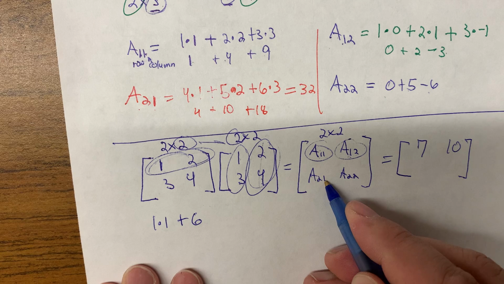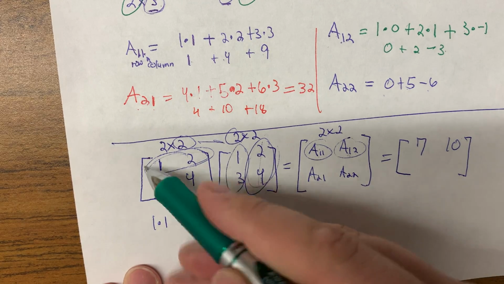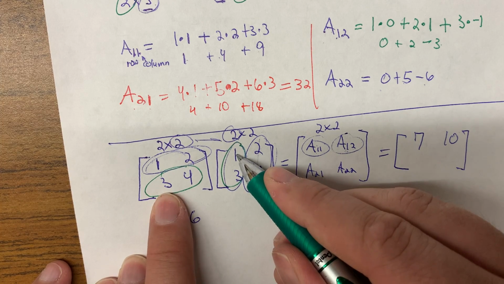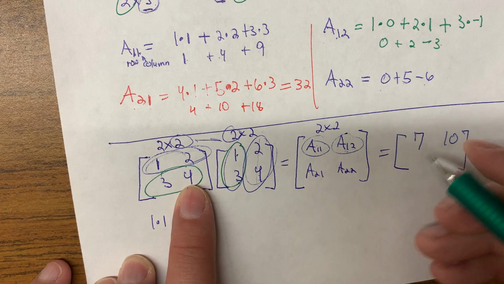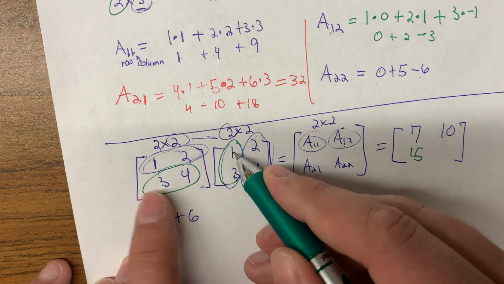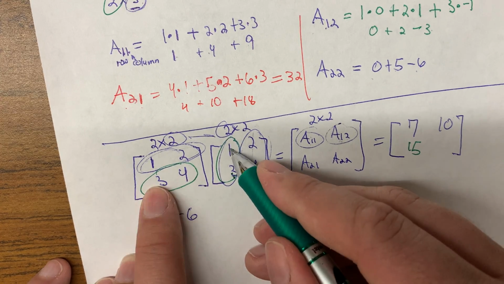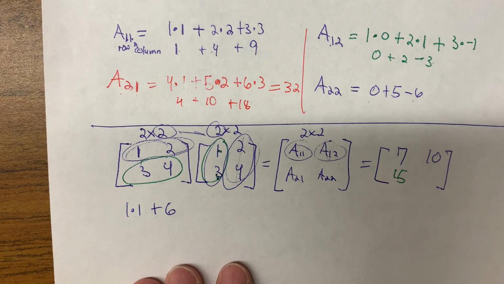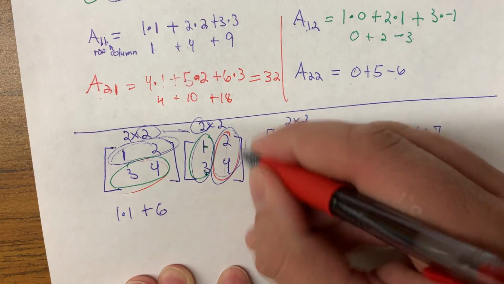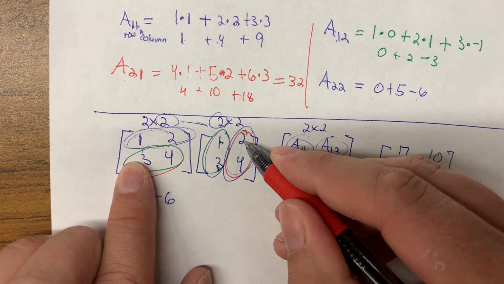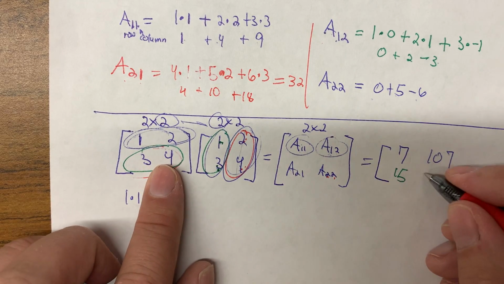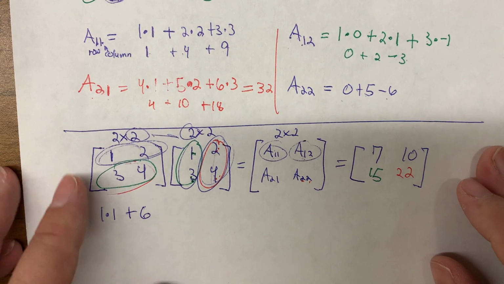To get the second row, first column, we multiply the second row times the first column. So we multiply the first elements and the second elements together: 3 times 1, 4 times 3. 3 plus 12 is 15. Last, we need the second row times the second column. 3 times 2 is 6, 4 times 4 is 16, and 6 plus 16 is 22. So hopefully we feel okay about that.